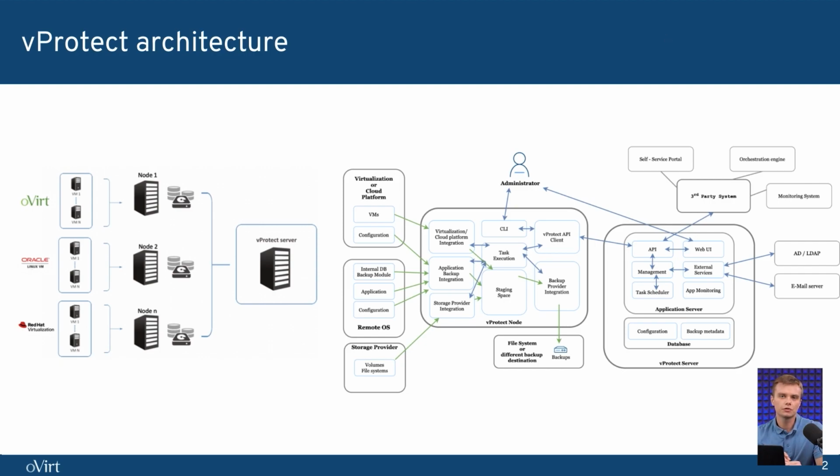Behind the scenes, there are two main components, vProtect server and vProtect node. Nodes will actually move your data. They will export and use CBT API to fetch blocks from your oVirt environment. And they don't have to be installed inside your oVirt infrastructure. They can reside outside.